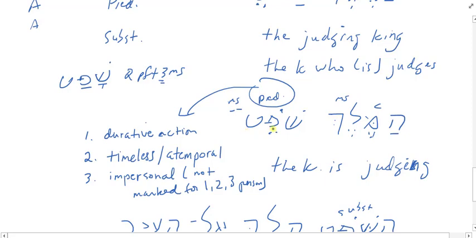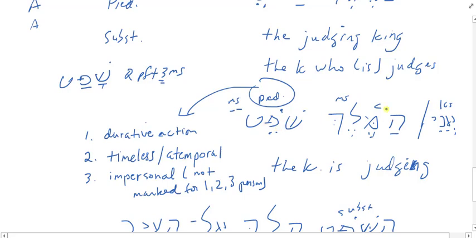So, what if I had a first person pronoun as my subject? What if I wanted to say, I am judging? Remember the pronoun I? Yeah, it's ani, right? How would I say I am judging? I would use the first common singular pronoun ani. Would I change the form of shofet if I'm a man? No, I wouldn't. It would still be the masculine singular shofet, right?